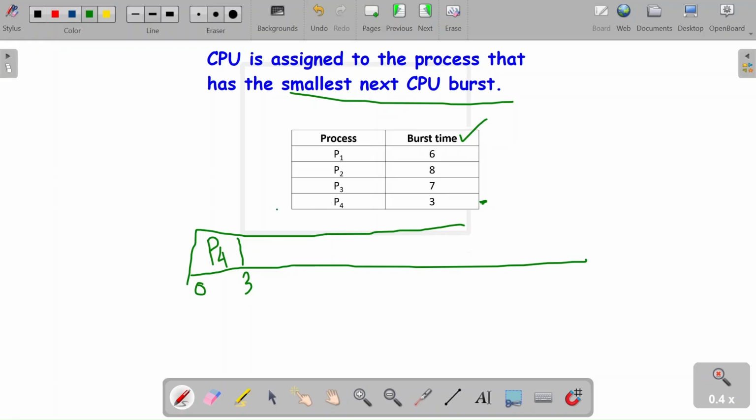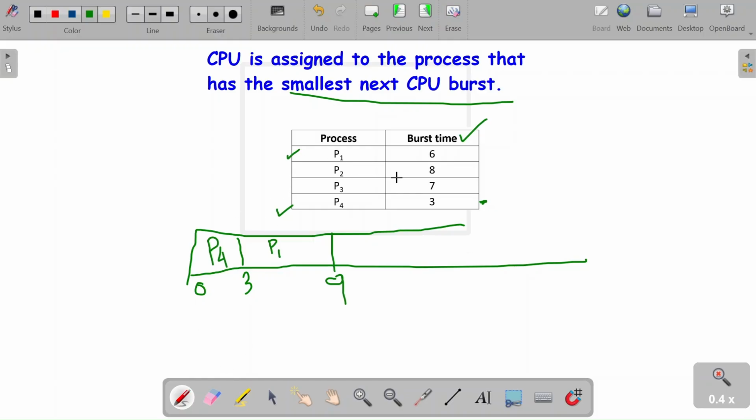Okay, so P4 is over. Now, out of 6, 8, 7, which is the next minimum? 6 is minimum, so I'm going to take P1. It takes a burst time of 6, so 3 plus 6 is 9. So from 3 to 9 it is taken by process P1. Now P1 has also completed its job.